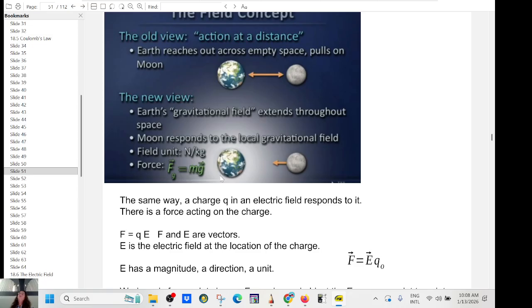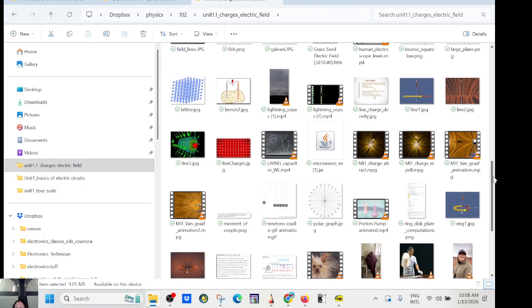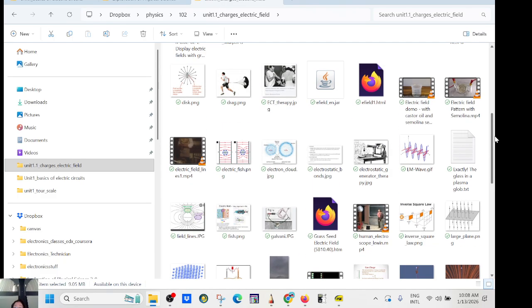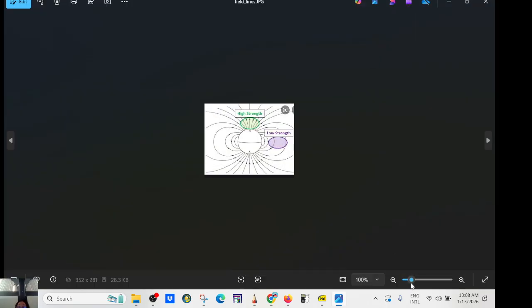And vector fields were introduced by Michael Faraday when he was looking at electromagnetic fields. So he introduced those fields of forces. Field lines. Here you have another example of a vector field.